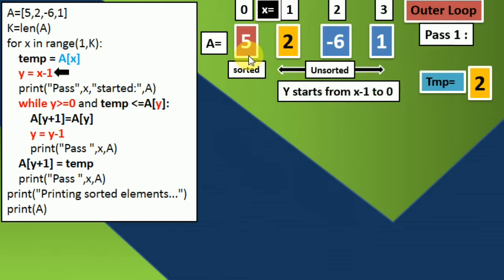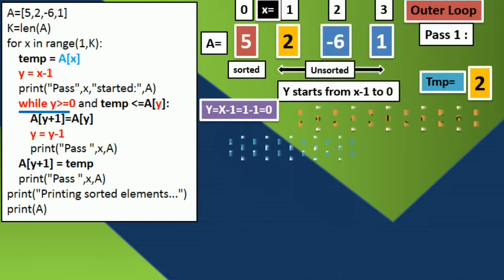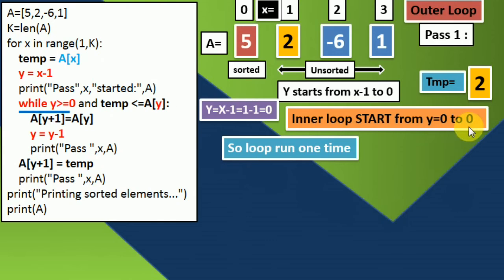At the same time y starts with the value x minus 1, down to 0. At present the value of x is 1. 1 minus 1 is equal to 0. It means y goes from 0 to 0. That means the loop is going to work only one time. When the inner loop starts and y goes from 0 to 0, it will run one time. At the same time it will check one more thing, that the value inside temp is less than or equal to a of y.